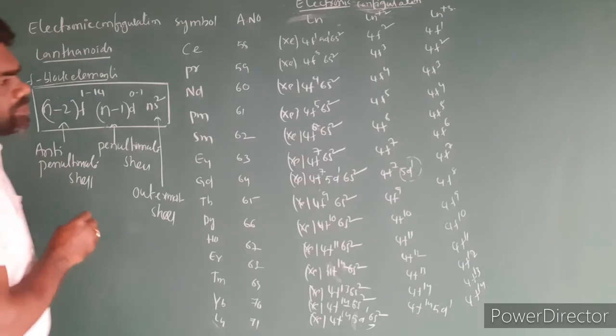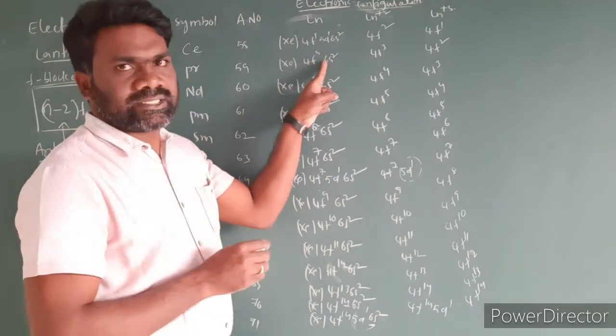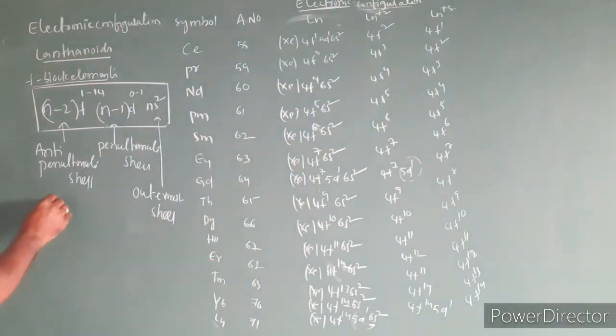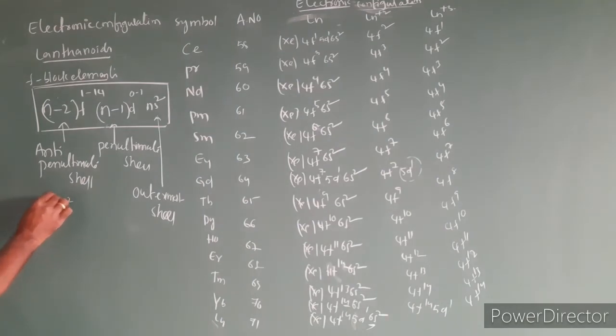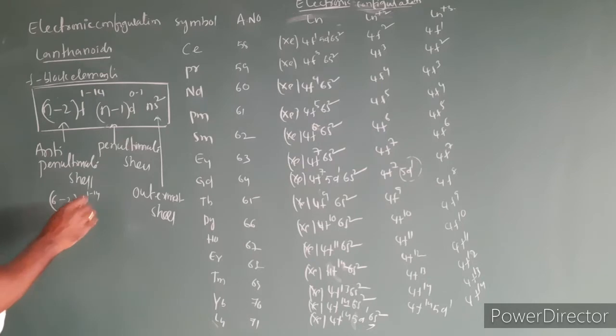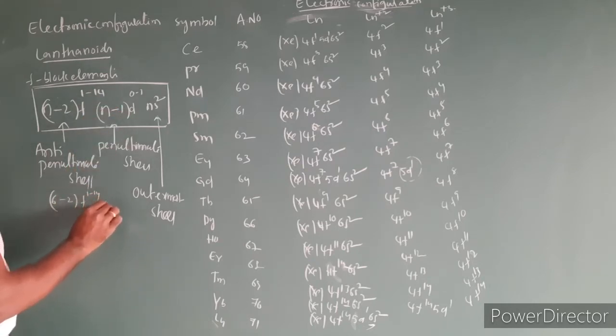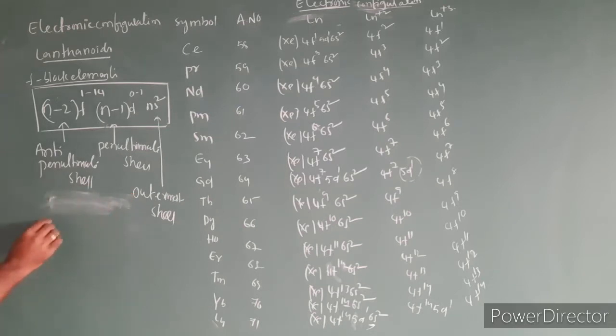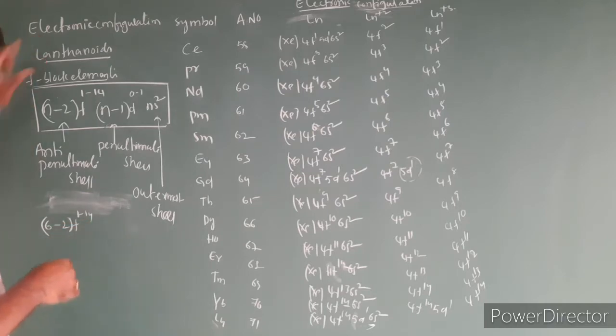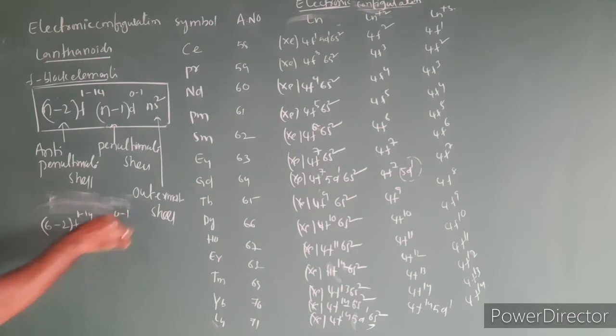Here we are taking the outermost energy level. What is the outermost energy level? 6s is there. Then you can take (6-2)f 1 to 14. I am writing for lanthanides, and n is equal to 6, so (6-1)d 0 to 1, and 6s2.